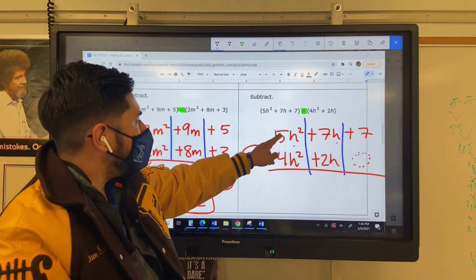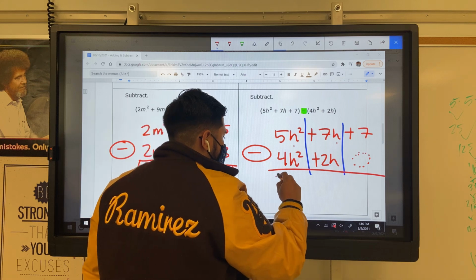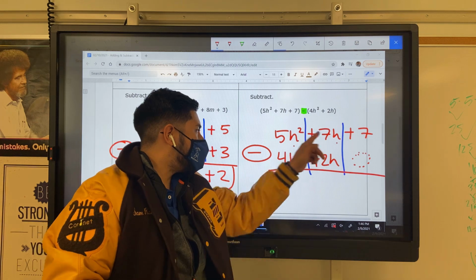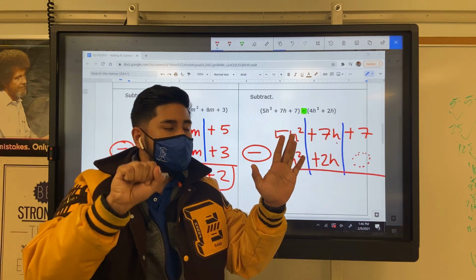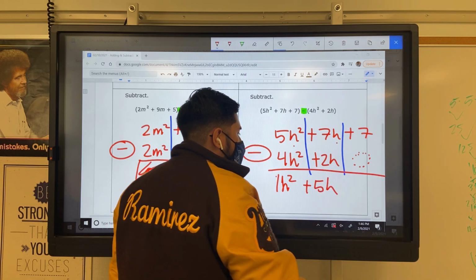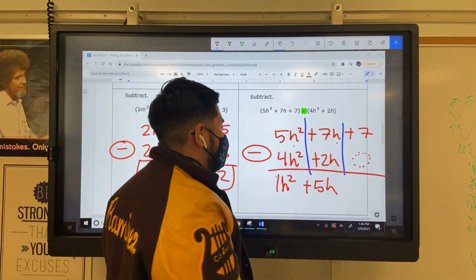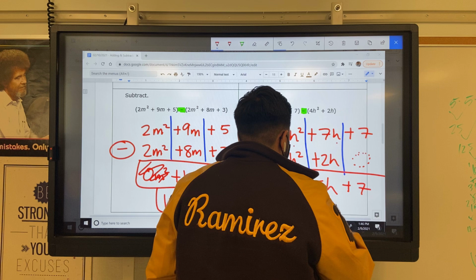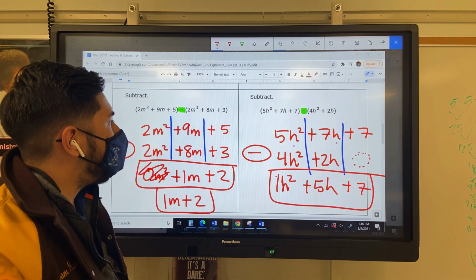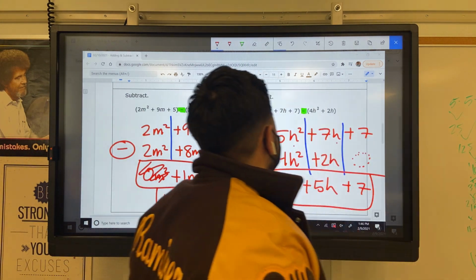All right. 5 minus 4, 5 fingers minus 4, that gives me 1. 7 minus 2, 7 fingers minus 2, gives me positive 5h. And then 7 fingers minus no fingers stays with 7 positive. And that's it, ladies and gentlemen. Wow, pretty simple, pretty straightforward. Very good. And then we continue.